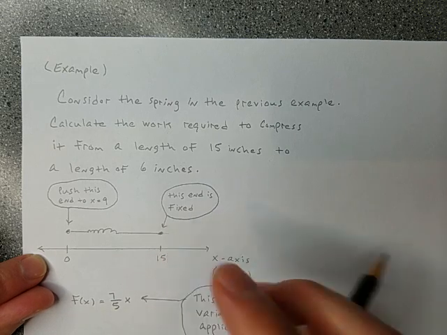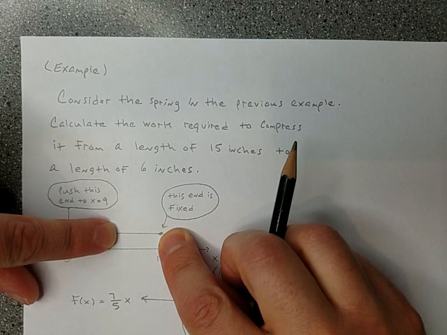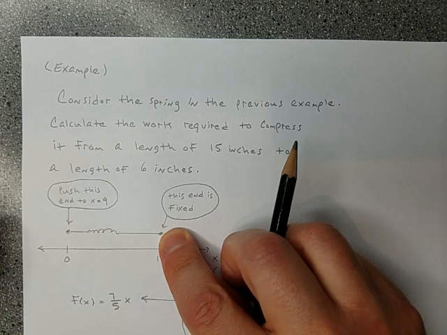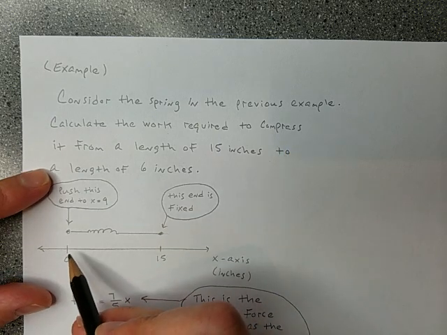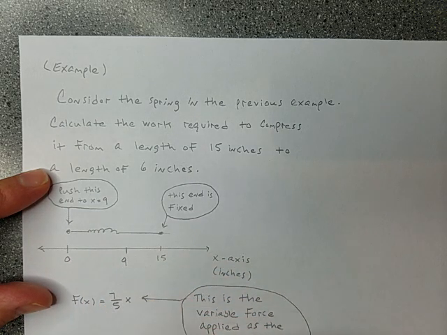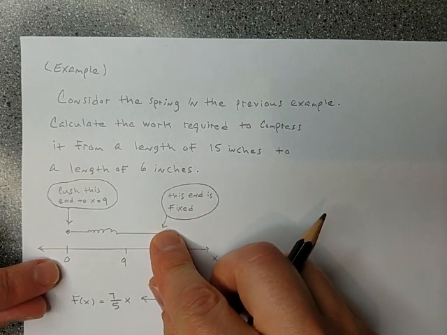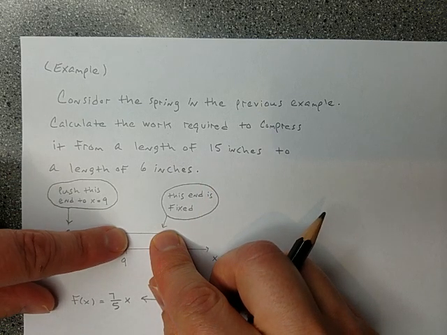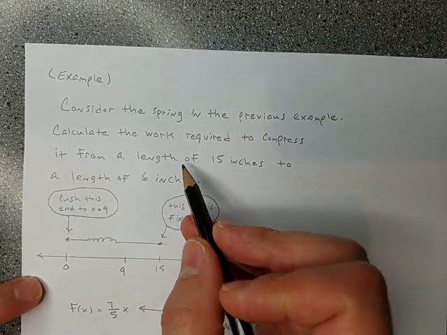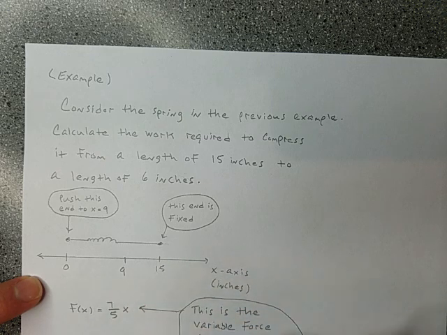Suppose that the end of the spring is fixed, and I'm going to push this end that way to compress it. This end's going to start at 0, and I'm going to push it to 9. Why? Because if I push this end of the spring from 0 on the x-axis over to 9, I'll be compressing the spring to a length of 6. That's the difference between 9 and 15.